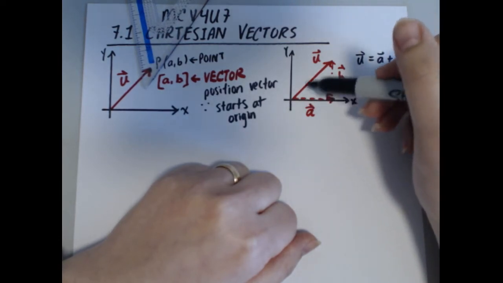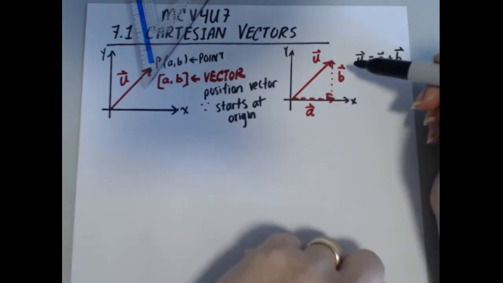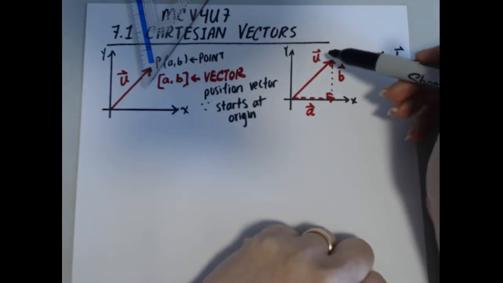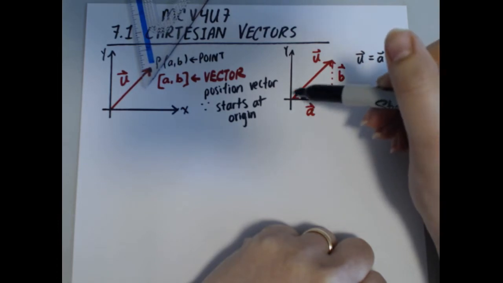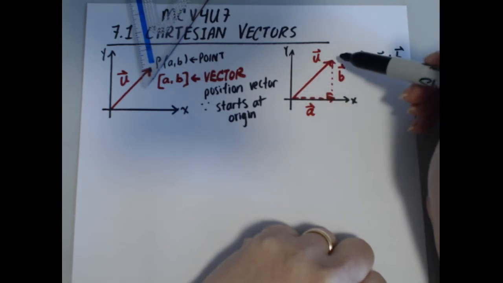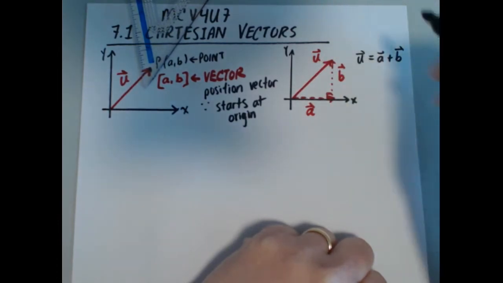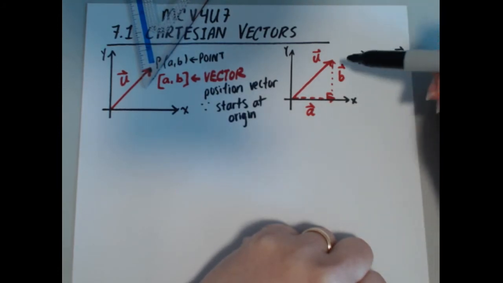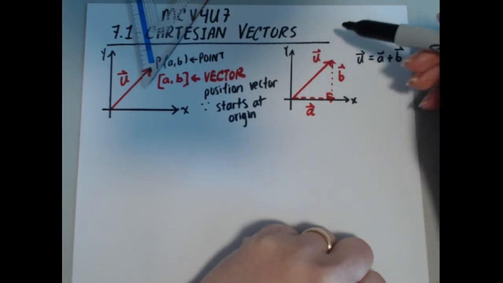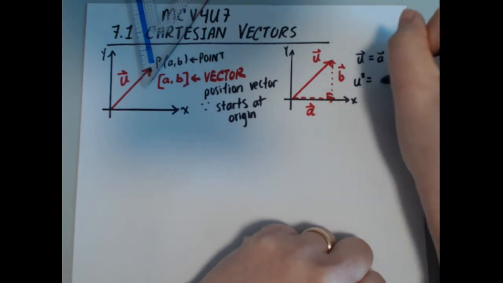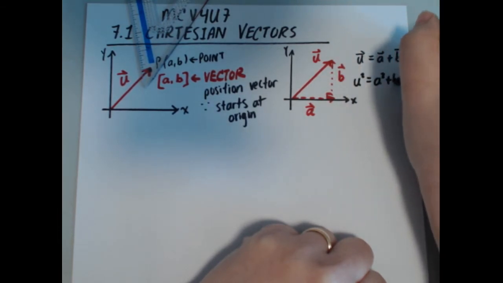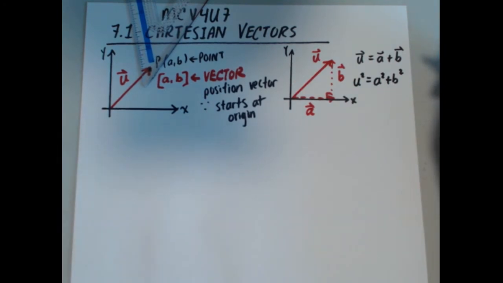Now the fact that these three vectors form a right angle triangle, and they always will, where the components make up the two legs of the right angle triangle, and the actual original vector makes up the hypotenuse of that triangle. Therefore, we can use the Pythagorean Theorem to figure out the magnitude of u. So I can say that |u|² is equal to a² plus b². Okay, so just something to keep in mind.